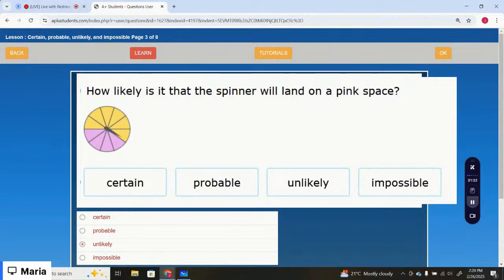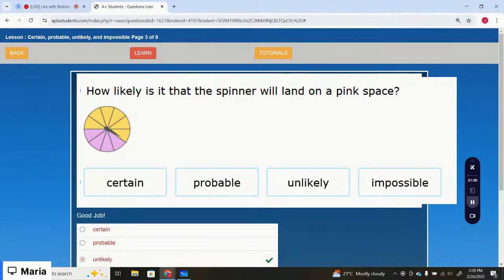On pink space, that is unlikely, because the spinner has a smaller portion that is pink, so it is unlikely to land on it.